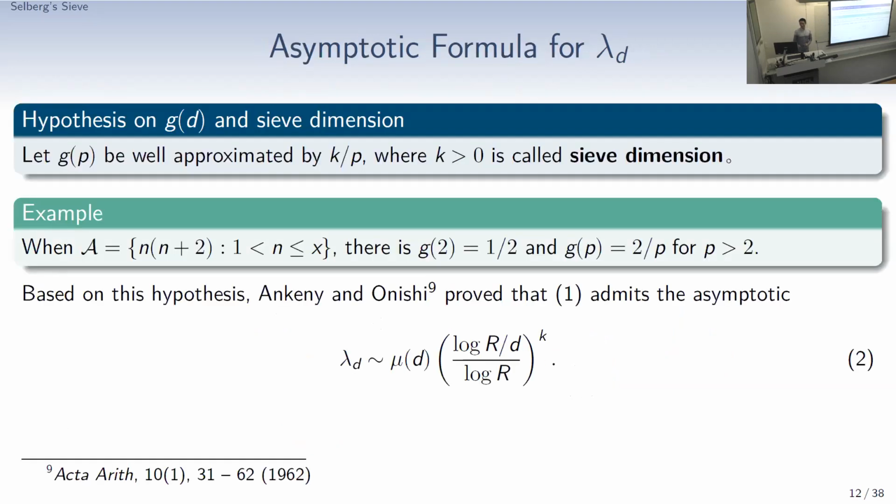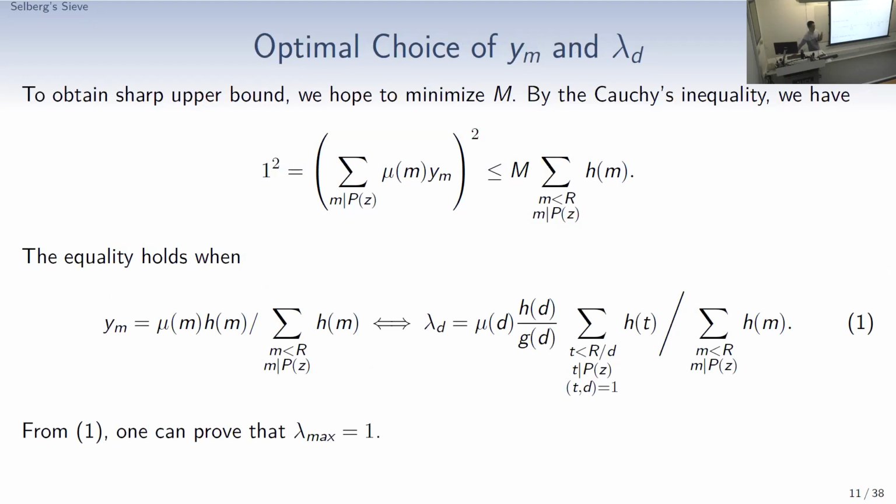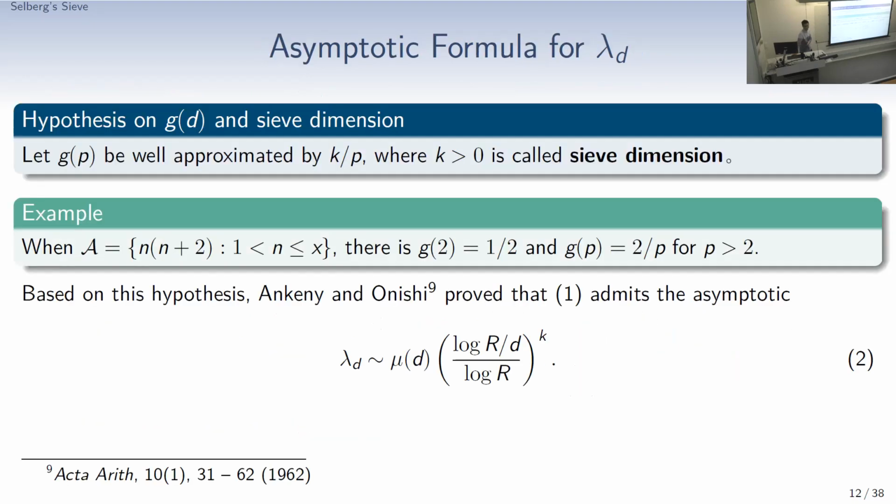So let's see. To obtain a nicer form of that lambda d expression, we need to impose more hypotheses on G of d. So we consider the specific case when d is a prime number. We want to find some k such that G of p is well approximated by k over p, and we also hope that k is a positive number. It is not necessarily an integer, but for our purpose, we are considering the case where it's a positive integer. And this k will be called the sieve dimension.